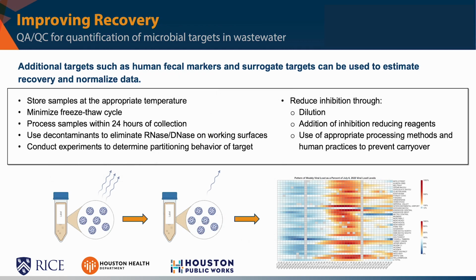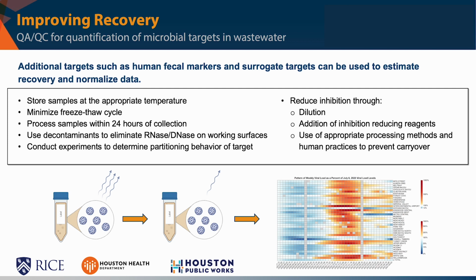As previously mentioned, human fecal markers, surrogate microbes, and the target microbe can be used to estimate recovery throughout each process. Recovery can be improved by storing samples at the appropriate temperature. This might be 4 degrees Celsius if being processed within 24 hours, and minus 20 or 80 degrees Celsius for long-term storage. You would also need to minimize freeze-thaw cycles to prevent sample degradation. And if possible, you want to process samples immediately or within 24 hours of collection.